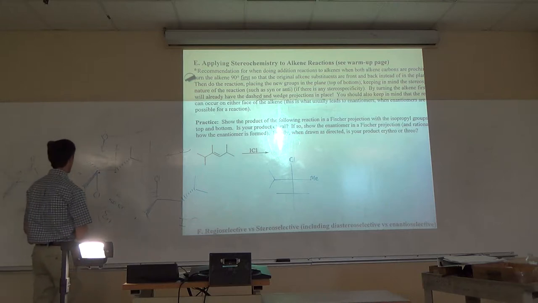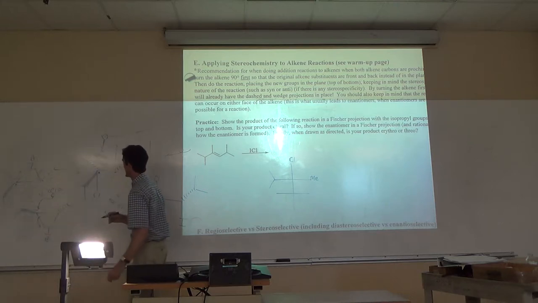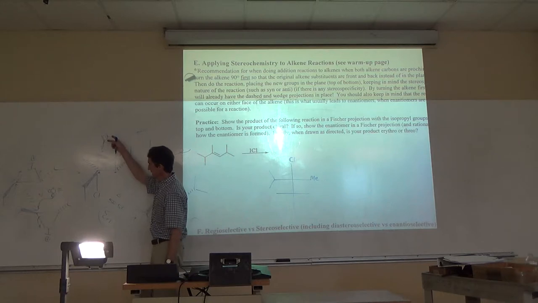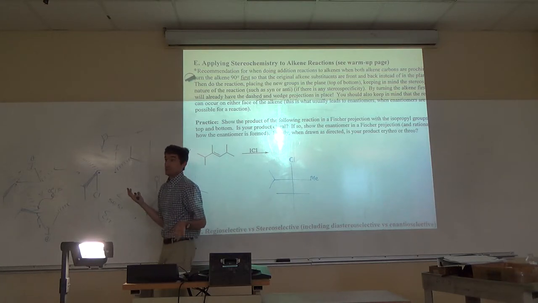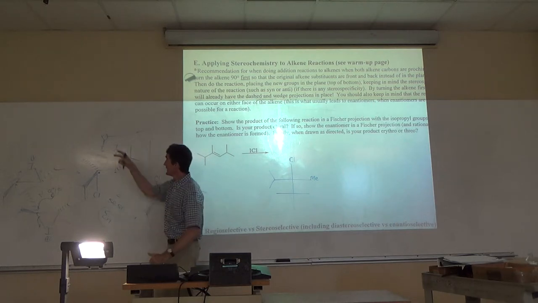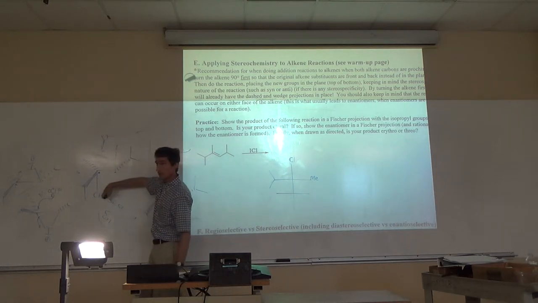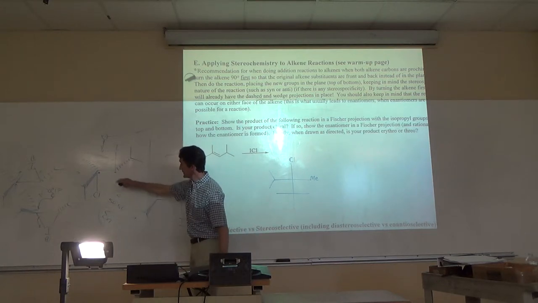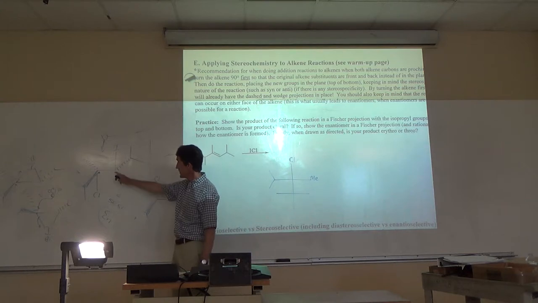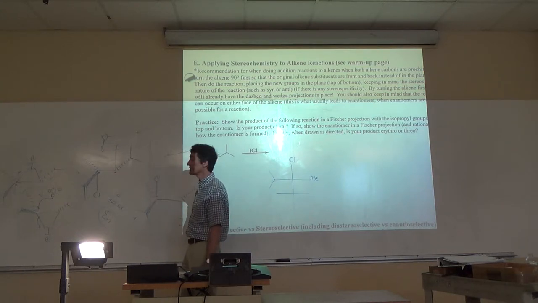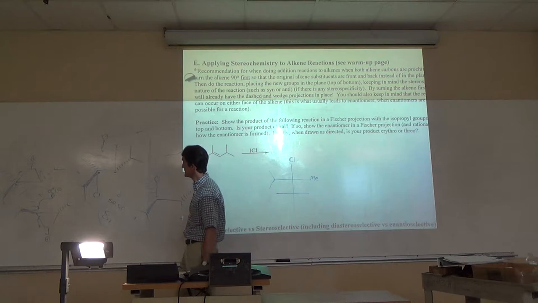Alright. If I'm up here and the chlorine is going away from me, I can clearly see that. Okay? Now, let's move down to this carbon. There's an undrawn H here, coming forward. Okay? How do you want to do it?